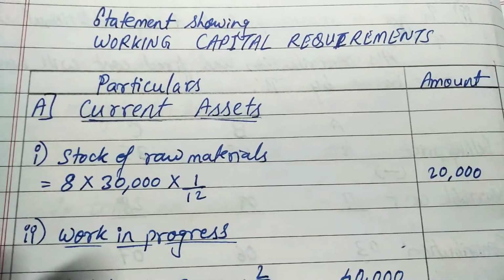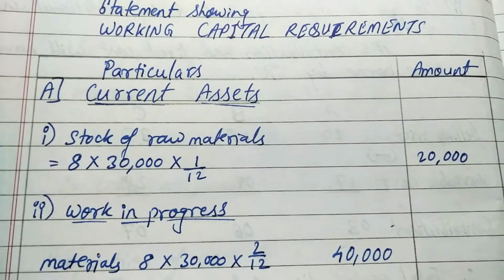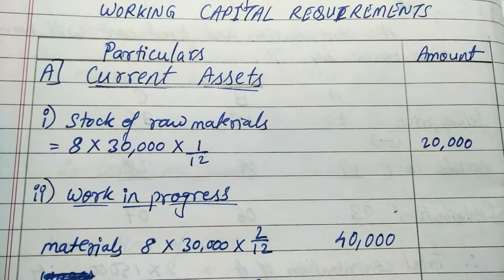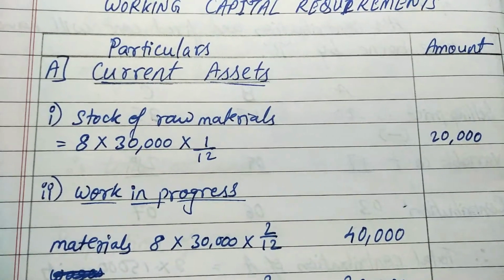Here is your statement showing working capital requirements. We have two columns, particulars and amount. As usual, we start with A, current assets. In current assets, what do we have? The first thing is the stock of raw materials.